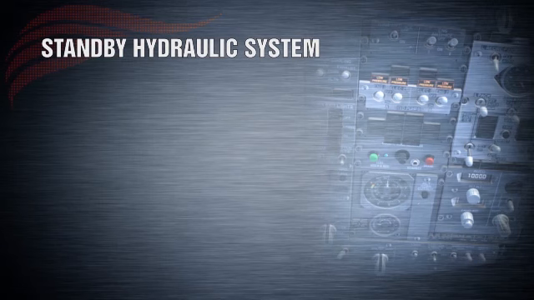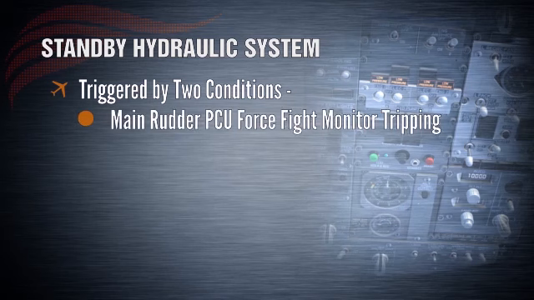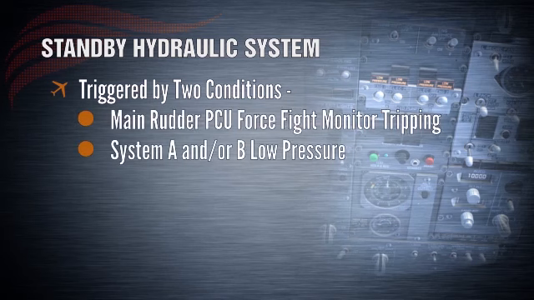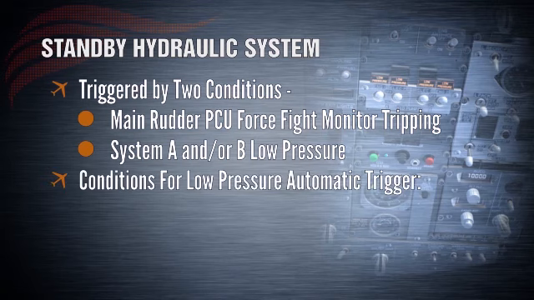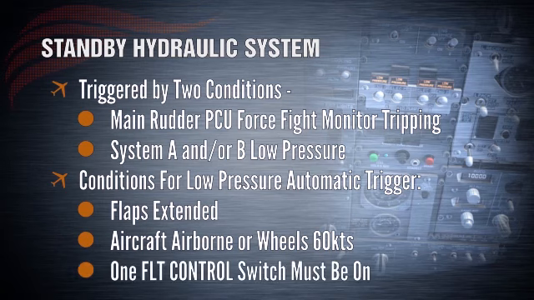There are also 2 conditions which will automatically trigger operation of the standby hydraulic system: tripping of the main rudder PCU force fight monitor, or low pressure in system A and/or system B. Low pressure in the main systems alone will not automatically initiate the standby hydraulic system. There are a number of other conditions that must be fulfilled. Flaps must be extended, the aircraft must be airborne or the wheels spun up beyond 60 knots, and at least one of the 2 flight control switches must be set on.